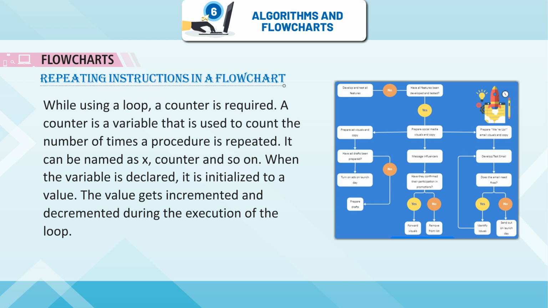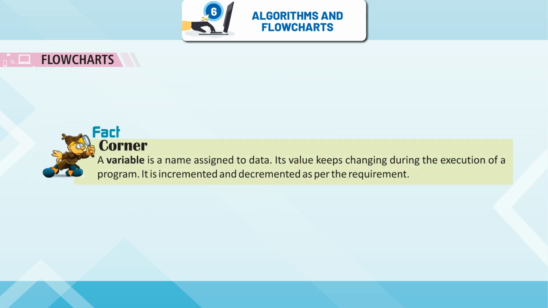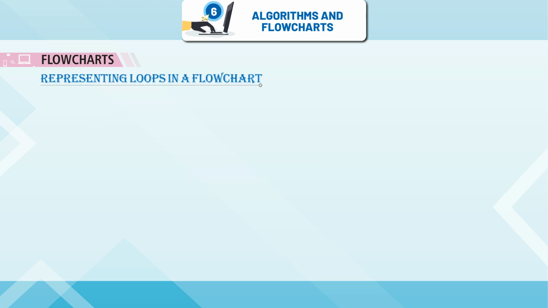When the variable is declared, it is initialized to a value. The value gets incremented and decremented during the execution of the loop. Fact Corner. A variable is a name assigned to data. Its value keeps changing during the execution of a program. It is incremented and decremented as per the requirement.